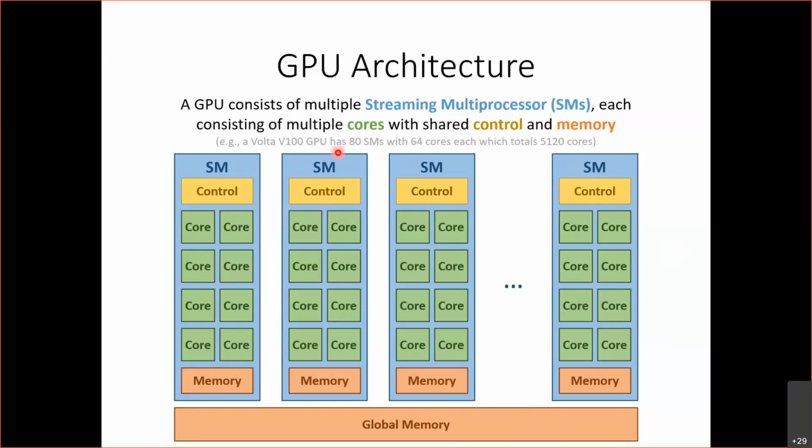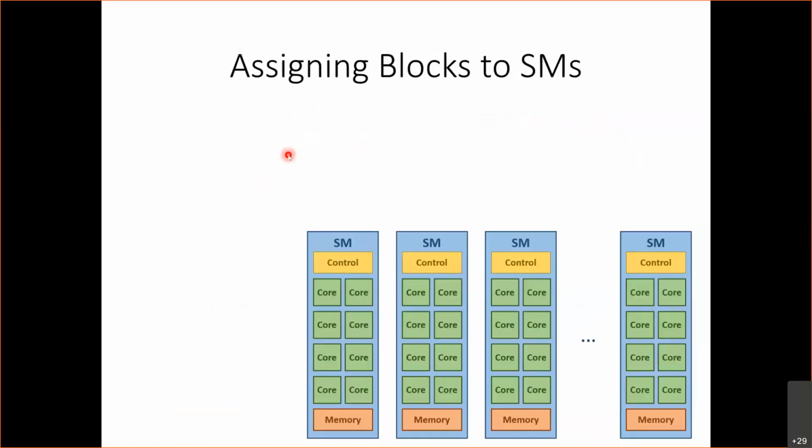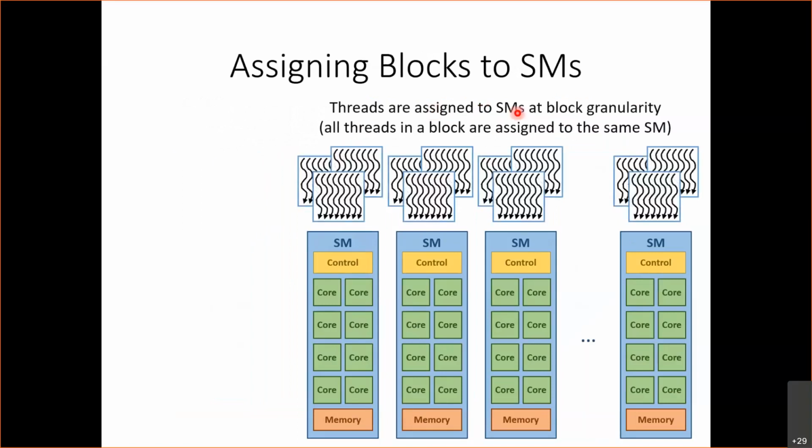Now the question is, how do we run the code that we wrote? When we wrote code, we configured these grids, and these grids were divided into blocks, and these blocks were divided into threads. So how do we take these blocks and these threads and run them on a GPU? Well, the way it works is that threads are assigned to SMs at a block granularity. What I mean by block granularity is that every thread block is going to be assigned to an SM. All the threads in the same block will be assigned to the same SM.